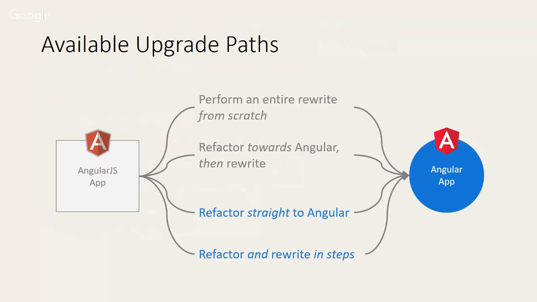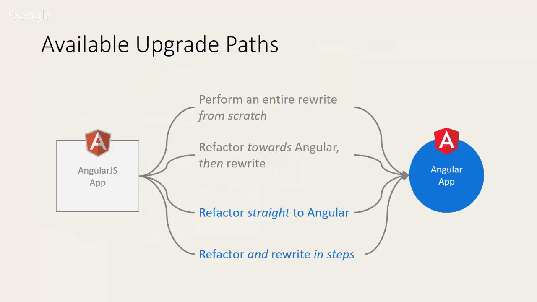So first, we want to recall that there are several ways we can go about or approach an upgrade. The first is we could perform an entire rewrite from scratch, and that would involve standing up a new Angular project completely independent from our existing AngularJS project and just writing a new application in Angular, but using our existing AngularJS app as merely a specification or almost a requirements template. This will be practical only if you have a very small application.